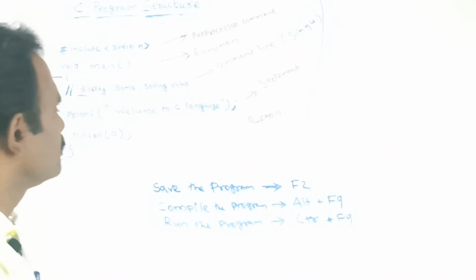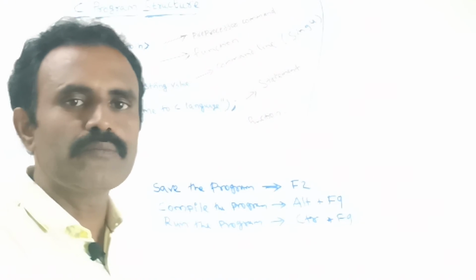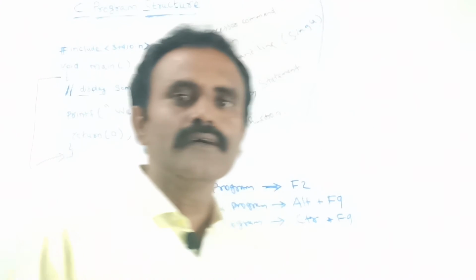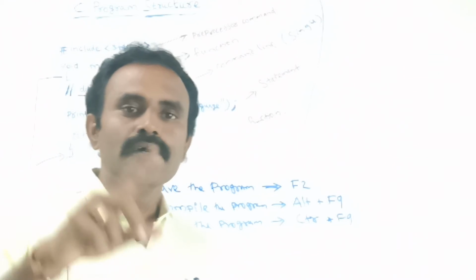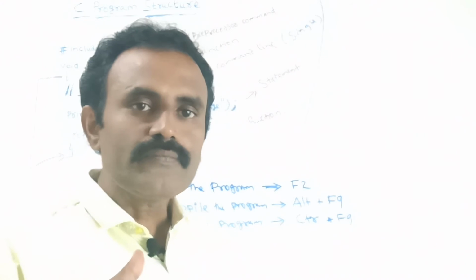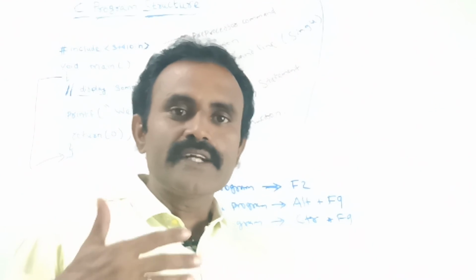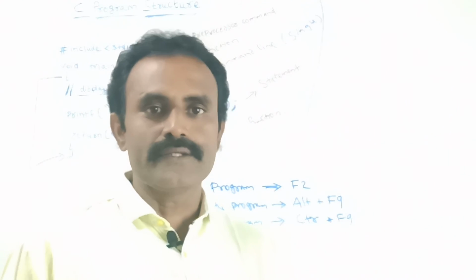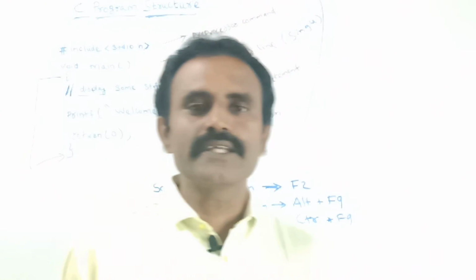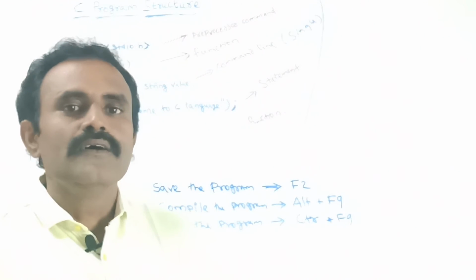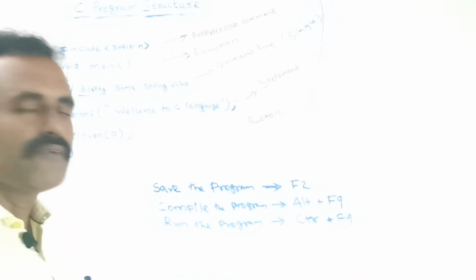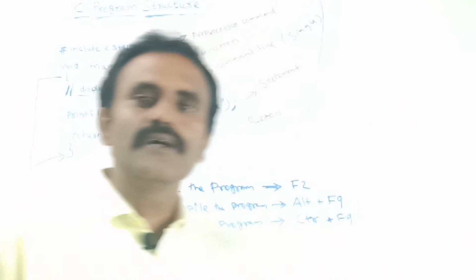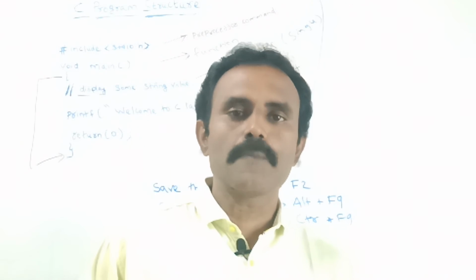After you store the program, that is saving the program, if you compile the program and any error is there, the total number of errors in the program will be displayed on the screen. Where you have made the mistake, at that part the compiler will show the error. So Alt F9 is used for compiling the program.